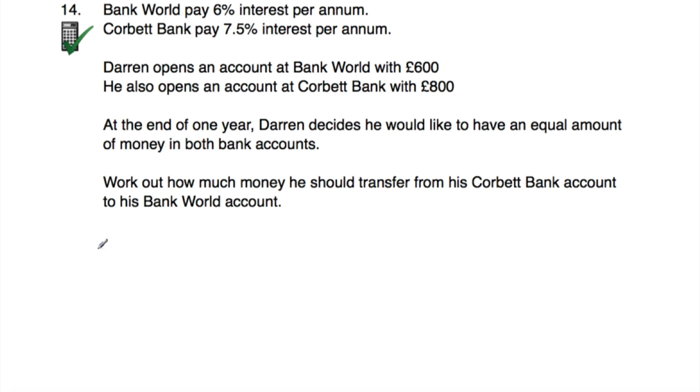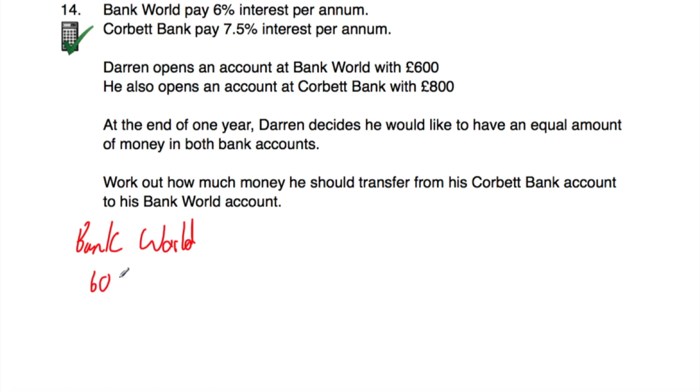So let's start off with Bankworld. He puts £600 into the bank and he gets 6% interest. And he puts the money in for 1 year, so we just need to increase £600 by 6%. And that's how much money he'll have in his Bankworld account at the end of the year.